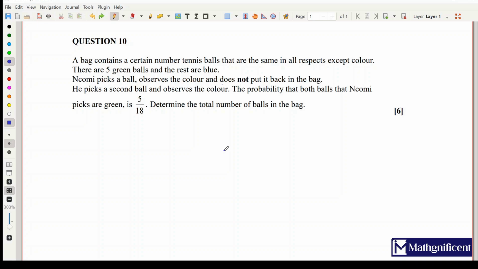It says that a bag contains a certain number of tennis balls that are the same in all respects except color. Now, it is further given that there are 5 green balls and the rest are blue. Nomi picks a ball, observes the color, and does not put it back inside the bag. We know that this is a case of without replacement.